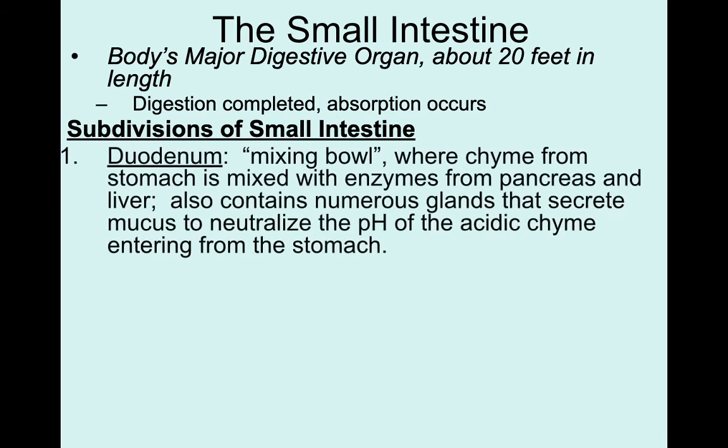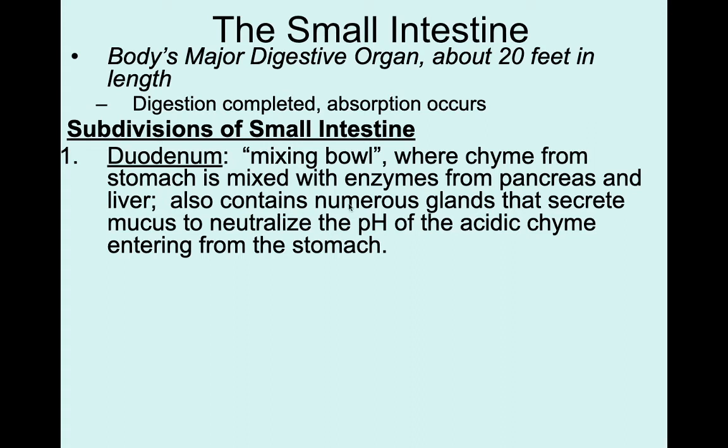The first subdivision is the duodenum. I've heard it pronounced different ways. This is considered the mixing bowl. Again, besides the stomach, this is the other place where a lot of segmentation happens. The chyme from the stomach is mixed and churned and combines with the digestive enzymes from the pancreas and the liver to form a mixture that is going to be digested to produce all those tiny molecules that can cross the intestinal epithelium.